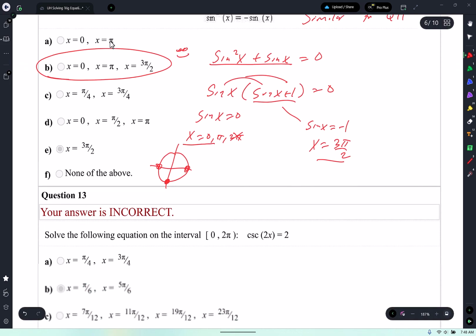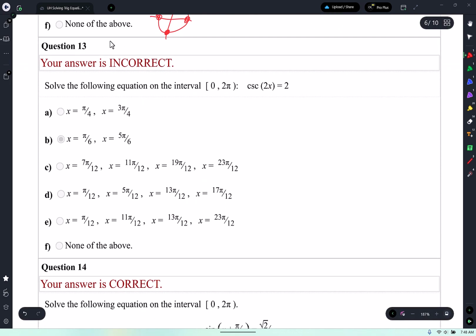All right, let's keep going. This one here, the best way to do it, in my opinion, I don't mess with cosecant. So just take the reciprocal of cosecant, which is sine, and keep the argument. So sine of that angle 2x equals, and remember that's like 2 over 1, so equals 1/2. I just took the reciprocal, guys.